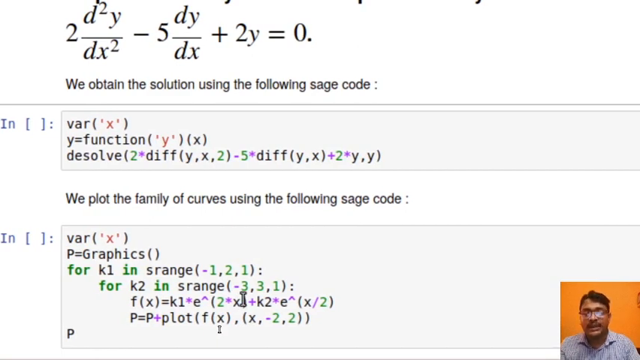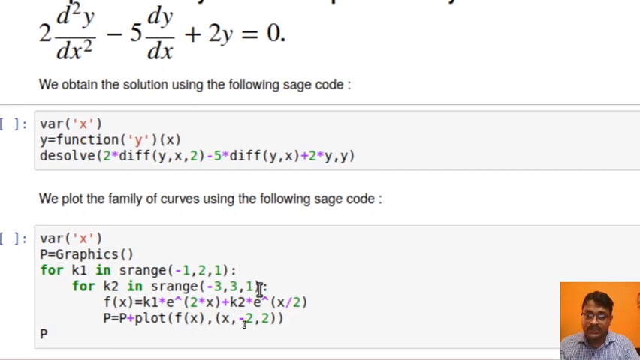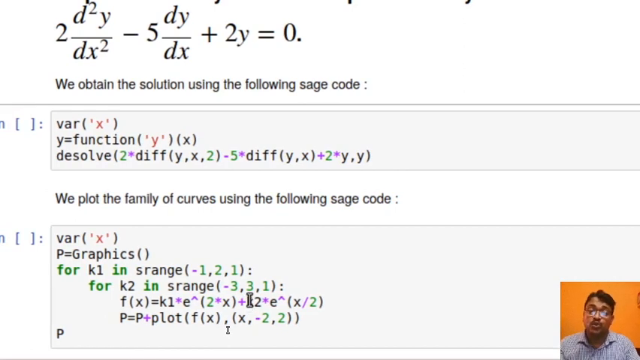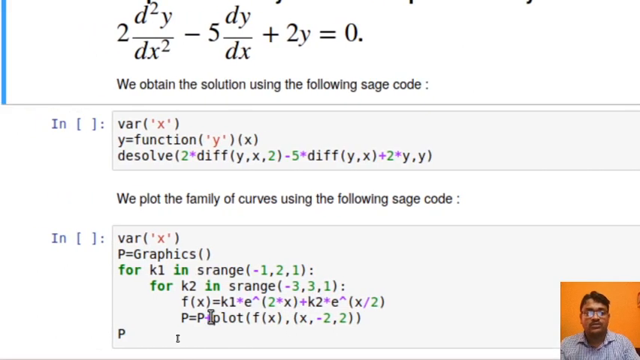Similarly, for k2 in srange(-3, 3, 1), what does this mean? k2 will start with minus 3, the next value that it will take is minus 2, because minus 3 plus 1 is minus 2, then it is minus 2 plus 1, that is minus 1. Okay, the last value that it will take is 2, not 3. The upper limit is not considered. Okay, so this is what is happening.